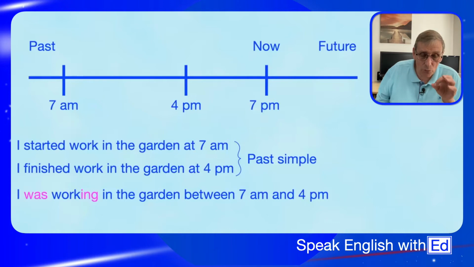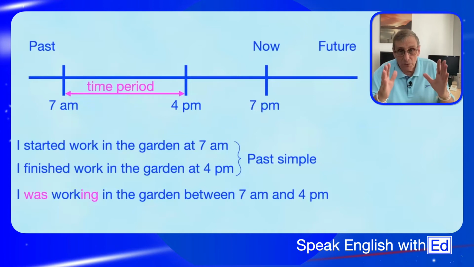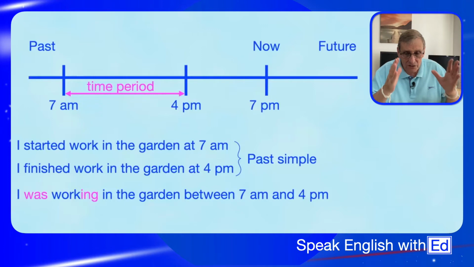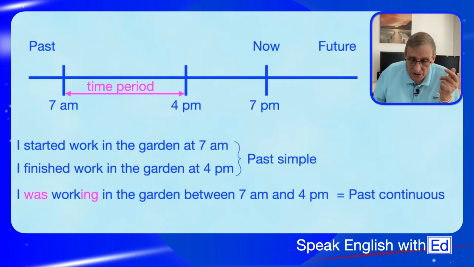I was working in the garden between 7 a.m. and 4 p.m., and that is the period of time in between. It's a time period in between the two times that you've mentioned, and this is the past continuous tense. This is how to use it and when to use it.